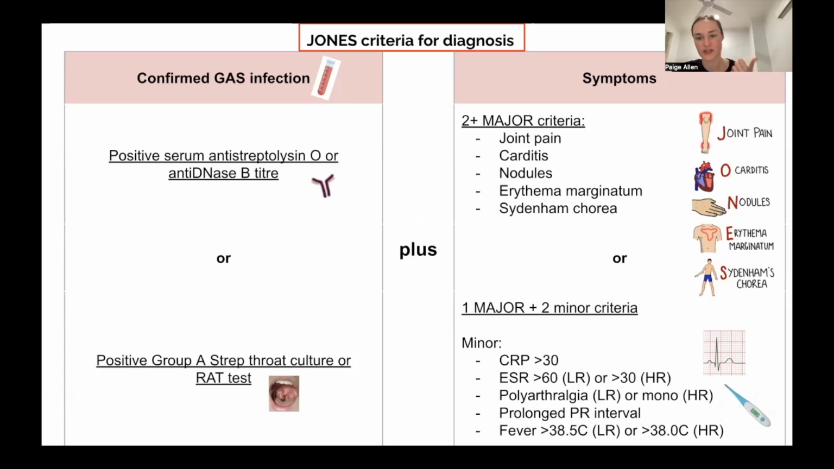Or you can have 1 major and 2 minor criteria. So the minor criteria depend on whether someone's low risk or high risk, which changes the cutoffs. If I have in brackets LR, that's the low risk cutoff, and HR is the high risk cutoff. I had those high risk factors a couple slides back. I think that's probably a bit too detailed, but generally you need to know if they have a fever, a prolonged PR interval, joint pain, elevated CRP, and an elevated ESR. So if they had 2 of those plus 1 major, that is also your criteria.